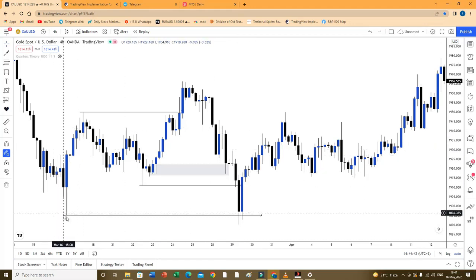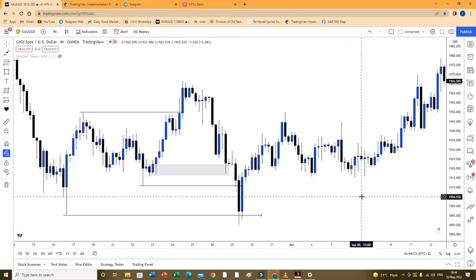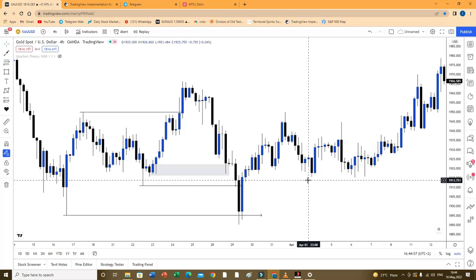Then let's look at this one again. Is this a BMS that we have? No, it's not a BMS. Why? We have only wicks lying below those lows. Then if it is not a BMS, what is it? This takes us to what we call stop hunts or liquidity grabs.